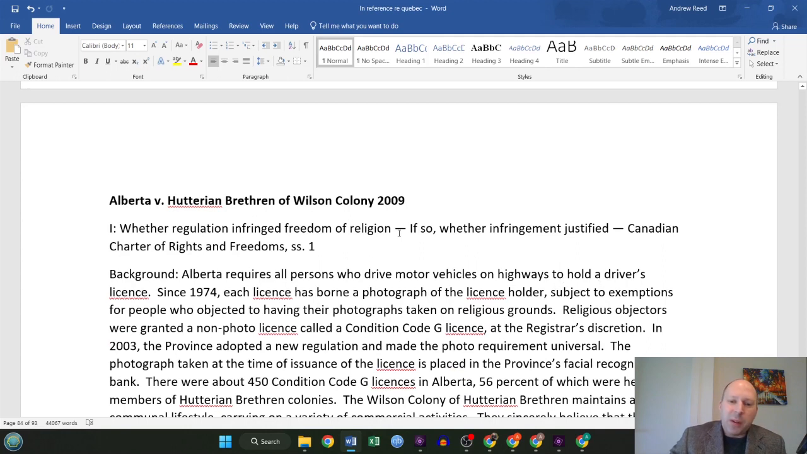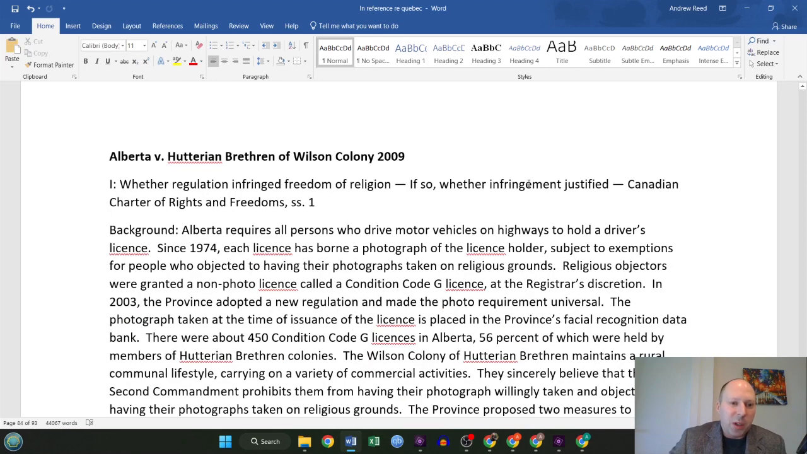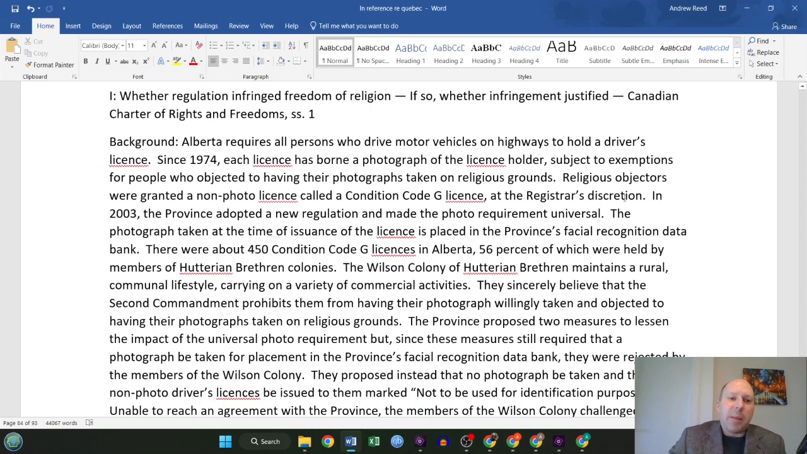The first case that we have here that applies the Oakes test is Alberta v. Hutterian Brethren of Wilson Colony, 2009. So the issue here: whether the regulation infringed freedom of religion, and if so, whether that infringement was justified under Section 1 analysis. The background here: Alberta requires all persons who drive motor vehicles on highways to hold a driver's license. Since 1974, every license has had a photo of the license holder, subject to exemptions for people who objected to having their picture taken on religious grounds. Religious objectors were granted a non-photo license.